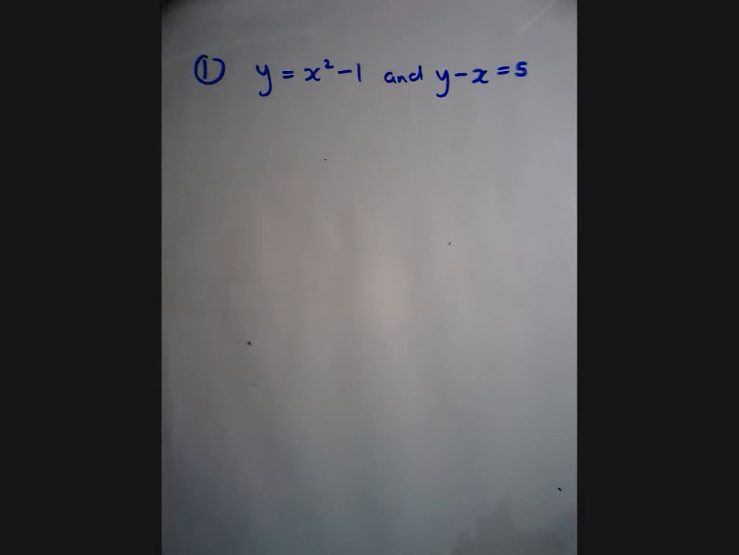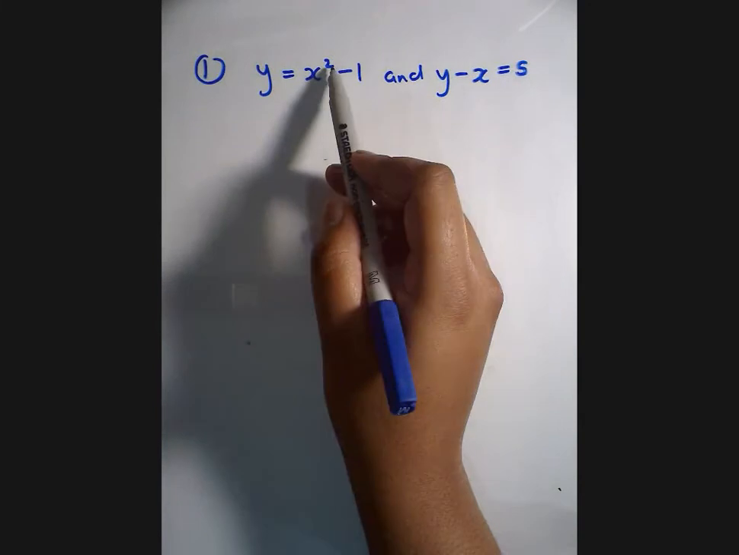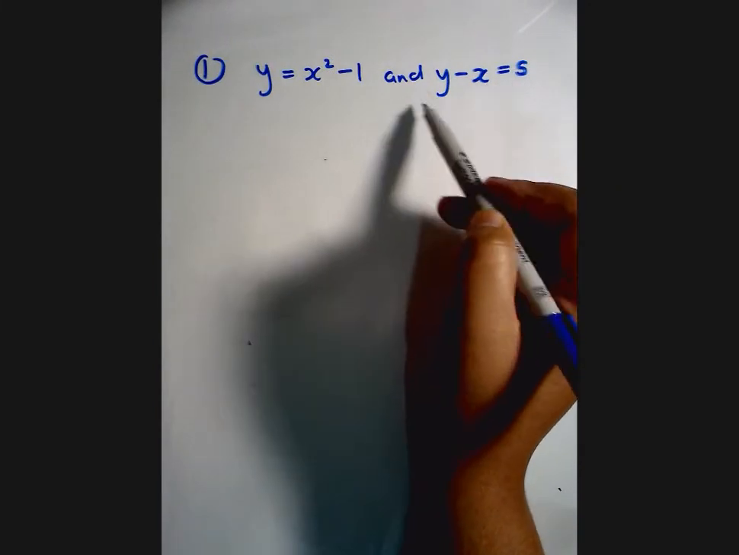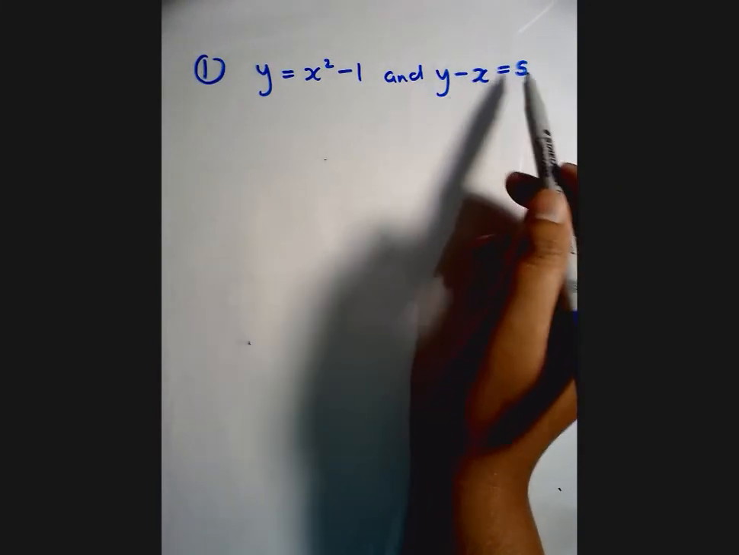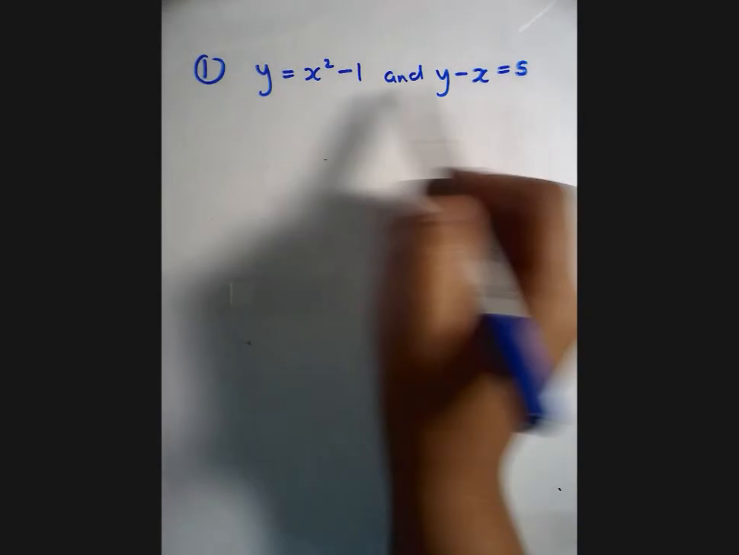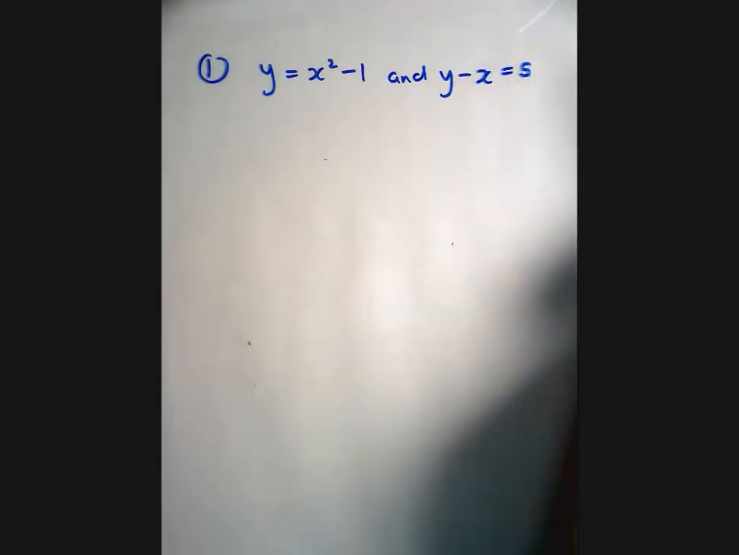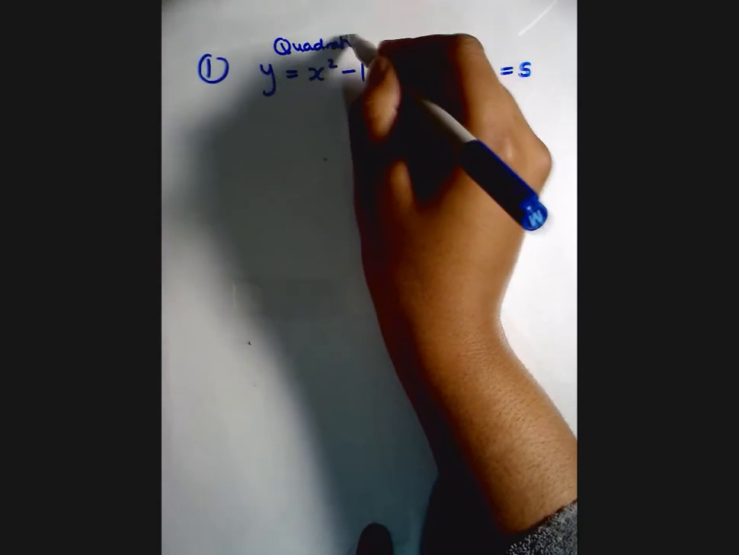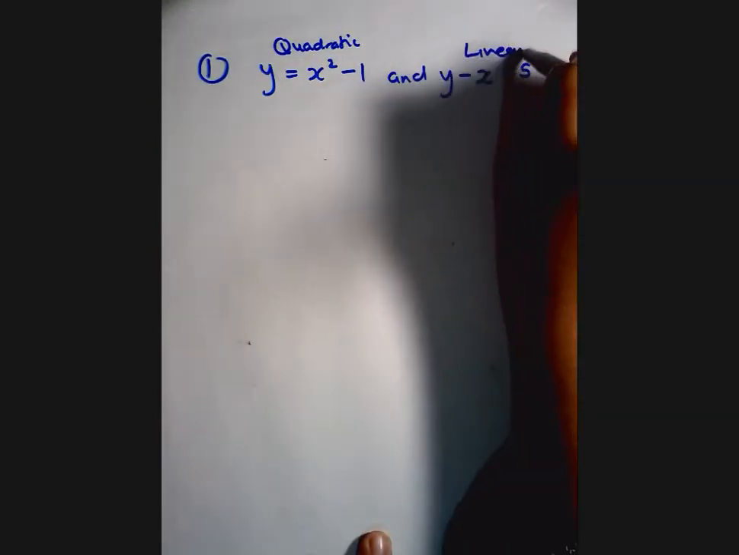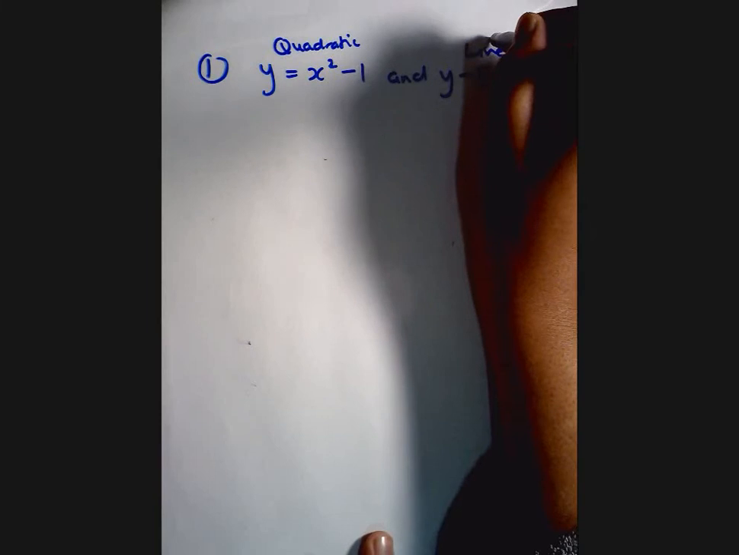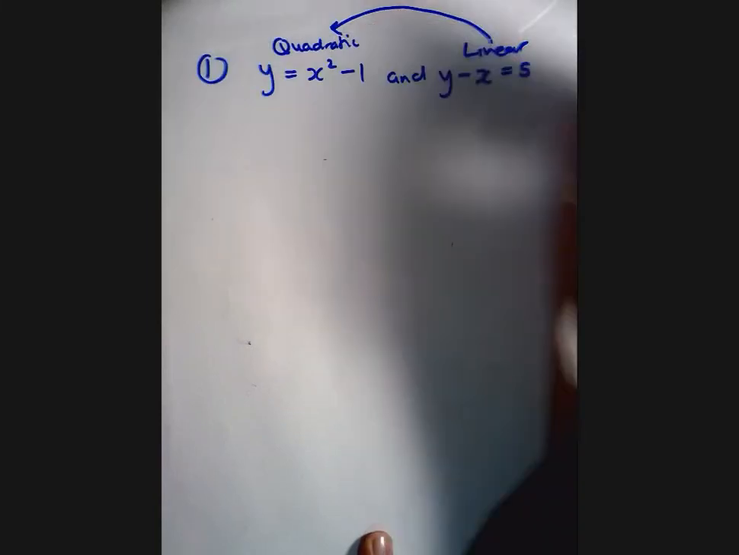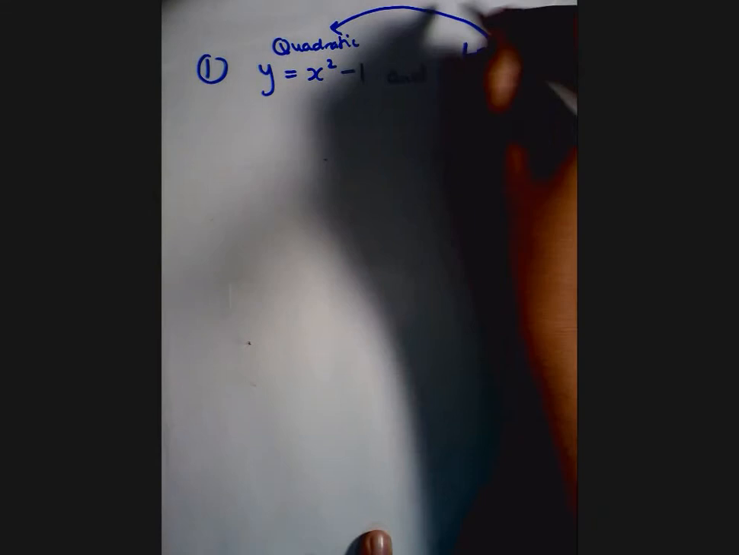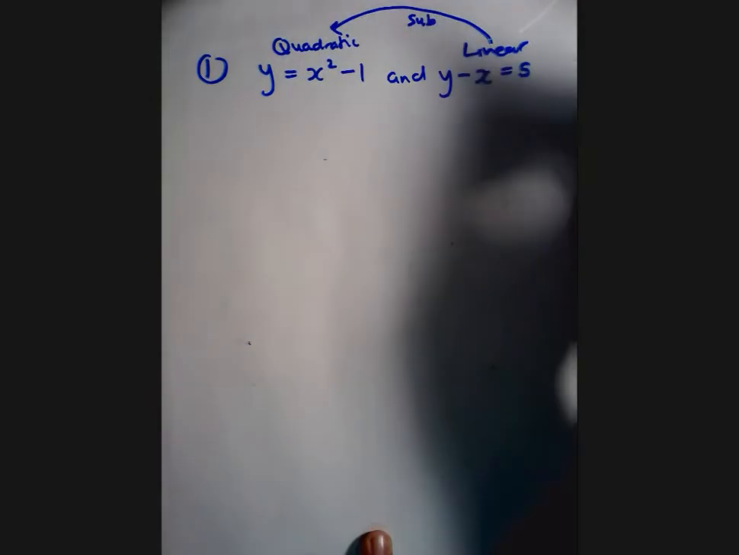Now if I have something like this, you can see this is x to the power of 2 and this has y to the power of 1, x to the power of 1. So this is a quadratic and this is a linear. Whenever you get a sum where you got a quadratic and a linear, you need to take the linear and substitute it into the quadratic.